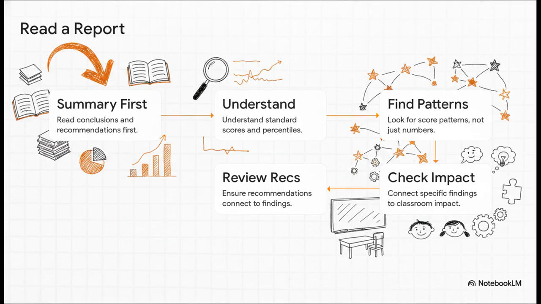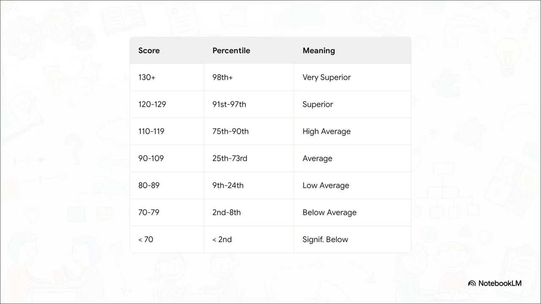Step 3, look for patterns. Step 4, check the classroom impact. And finally, Step 5, review the recommendations to see if they actually match the findings. Now, consider this your ultimate cheat sheet for Step 2. Evaluators use what are called standard scores.